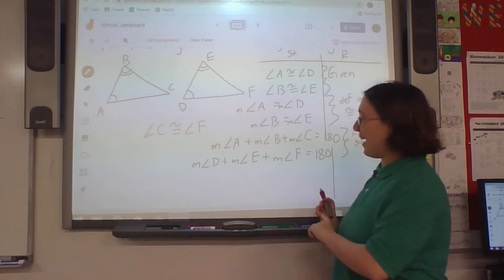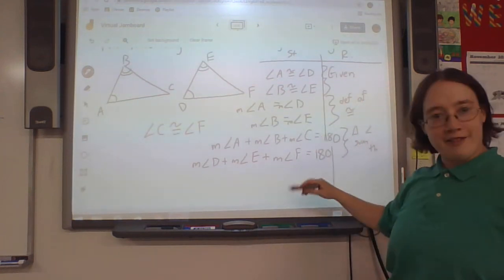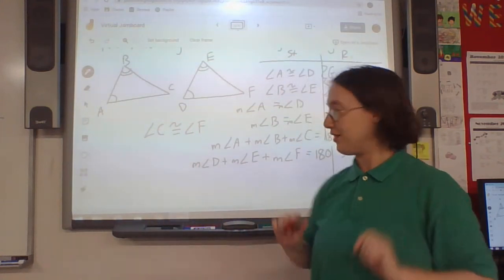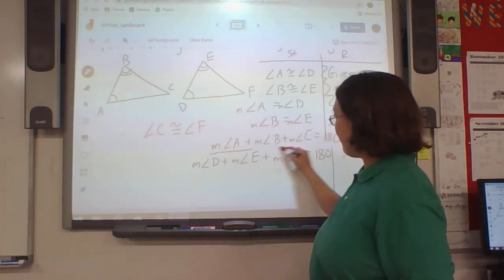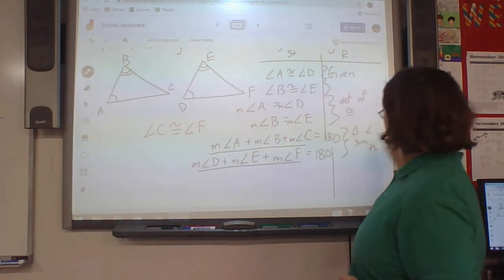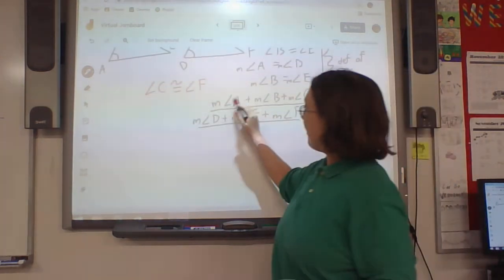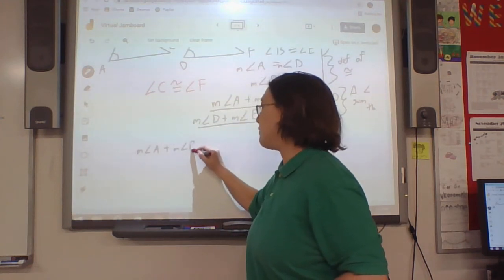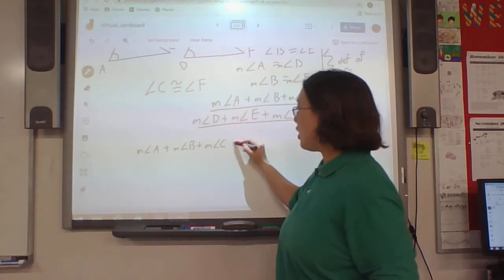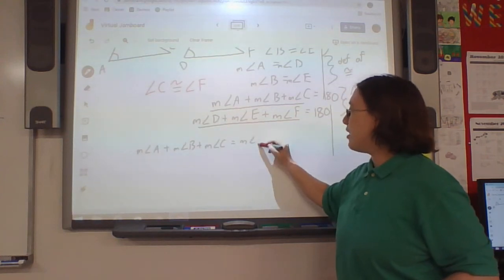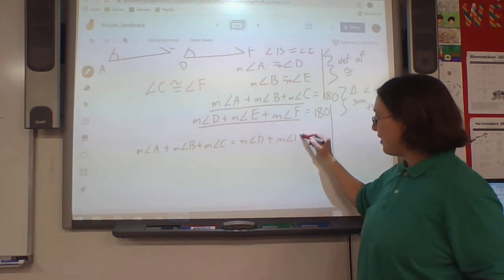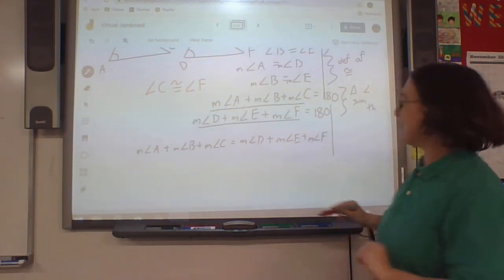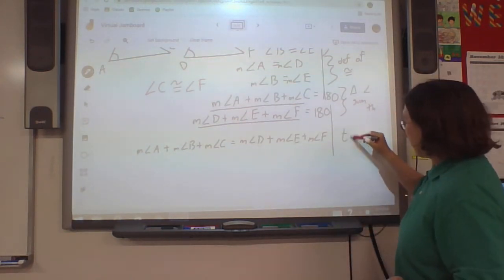Now, once we've got that, if we have two things that are both equal to 180, then they equal each other. So we can set this stuff equal to this stuff and say that the measure of angle A plus the measure of angle B plus the measure of angle C equals the measure of angle D plus the measure of angle E plus the measure of angle F. I know, this is about to get nice. So that's our transitive property right there.